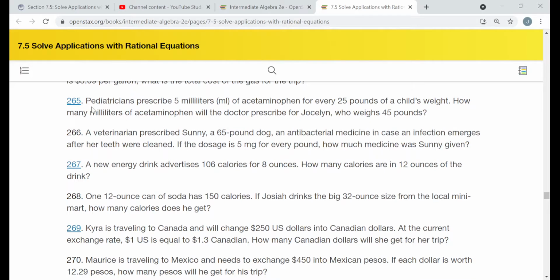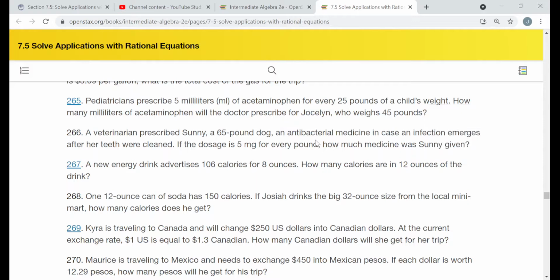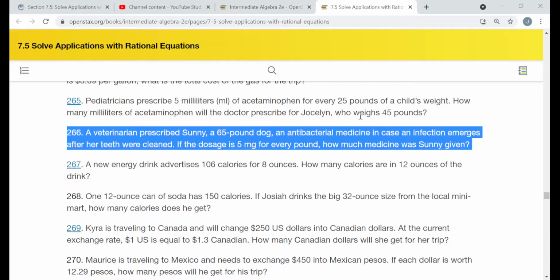So it says here, pediatricians prescribe 5 milliliters, or ml, of acetaminophen, Tylenol, for every 25 pounds of a child's weight. Now, "for every" is just like "per." 5 milliliters per every 25 pounds. 5 milliliters per 25 pounds of a child's weight.